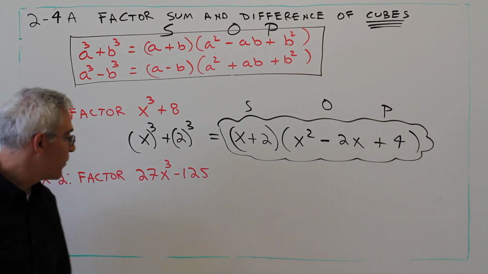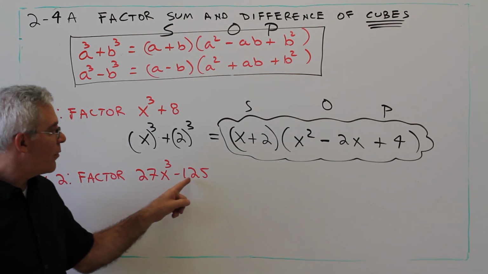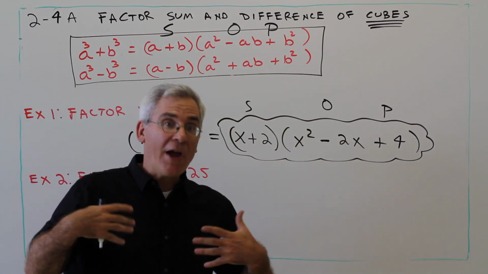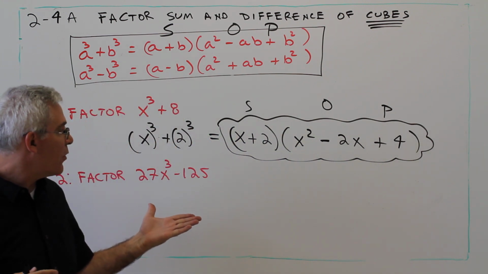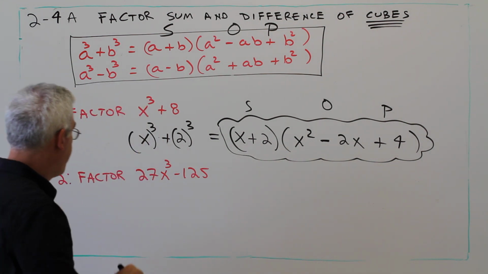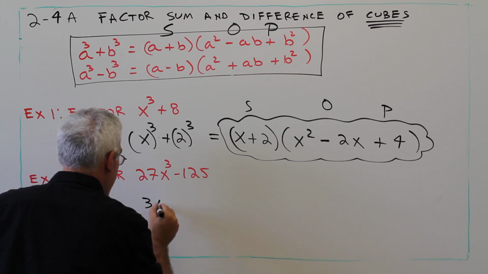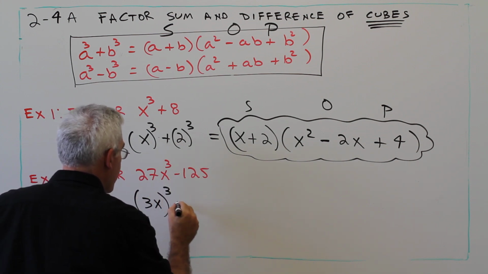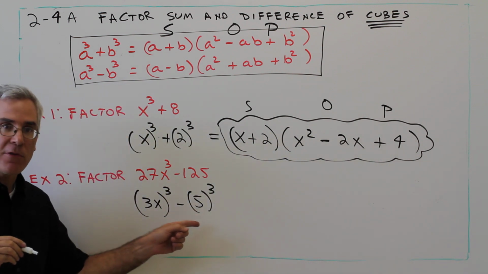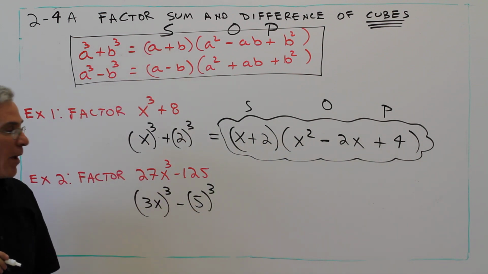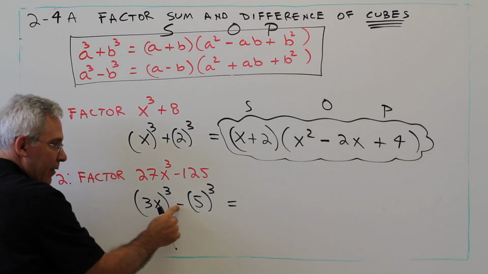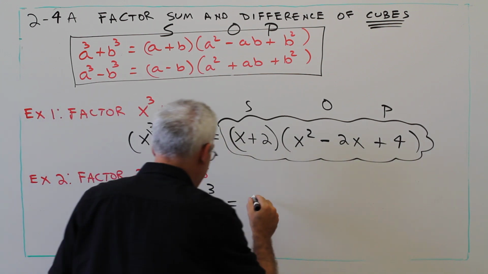Second example, factor 27x cubed minus 125. Again, the critical step is recognizing that we've got a difference of cubes. Two terms, minus sign, perfect cubes, good to go. So let's write it as 3x cubed minus 5 cubed. I find it very helpful to write it this way so I can use these templates better. Okay, so it's going to be inside thing, same sign, minus inside thing.